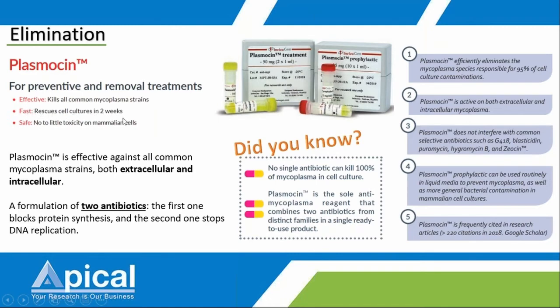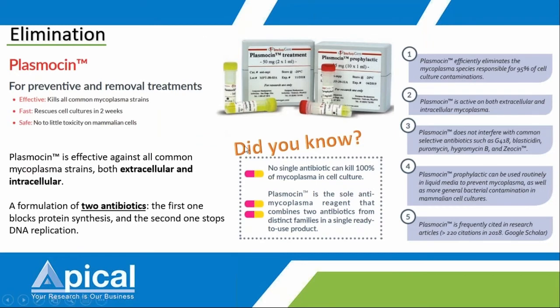Now, if you see, this Plasmocin is very much faster. It can rescue your cells basically within 2 weeks, and there is no to little toxicity on your cell cultures. And this Plasmocin comes in two types of packaging.